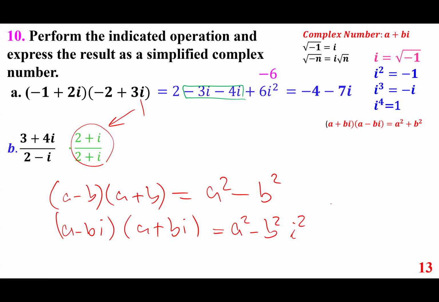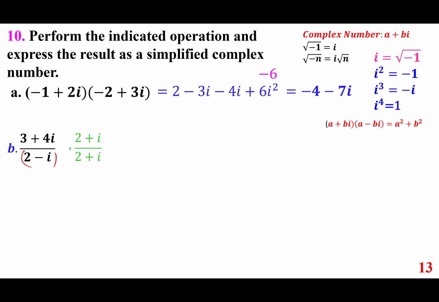So I'm going to erase my work. Multiplication of these two basically follows a squared plus b squared, so 2 squared plus 1 squared. Multiplication of these two follows FOIL. So 3 times 2, 6, plus 3i, 4i times 2 is 8i. Finally, 4i squared.